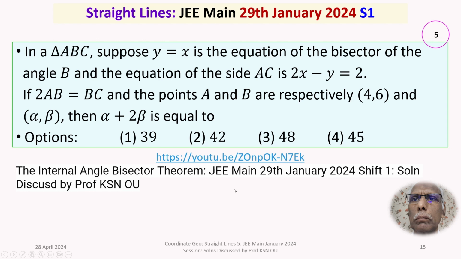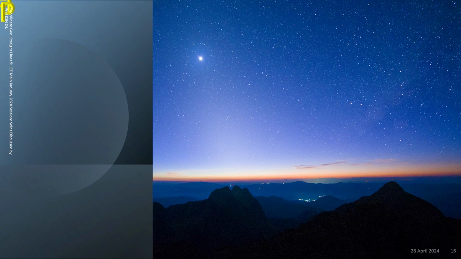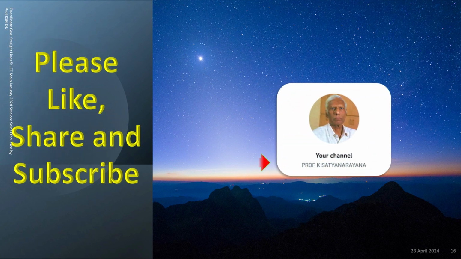So that is the detailed discussion of the 5 questions from the section coordinate geometry which are related to the concepts of straight lines that have appeared in the JEE Main January 2024 session. I am sure that you have understood the solutions of all these questions, and I wish you all the best. Thank you.